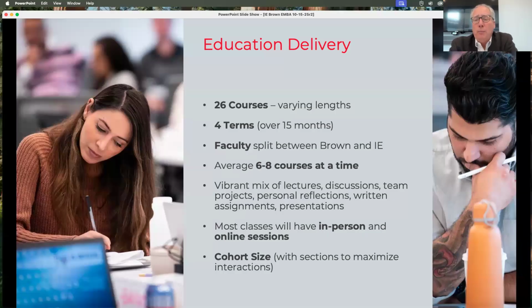So if you can do the math well, during any one of the 4 terms, you're going to be working on 6 to 8 courses at a time. So you need to be flexible. We cover a lot of material in that short time, and you have a lot of balls up in the air. And it is a mix of very vibrant lectures that are done in person and online.